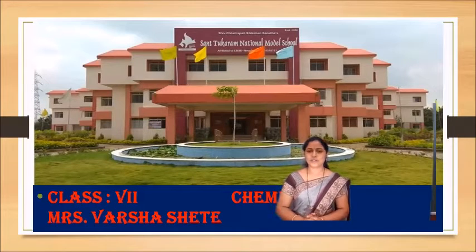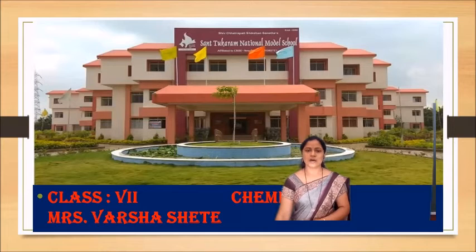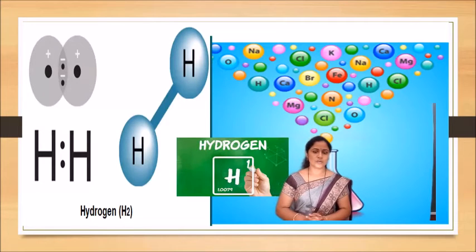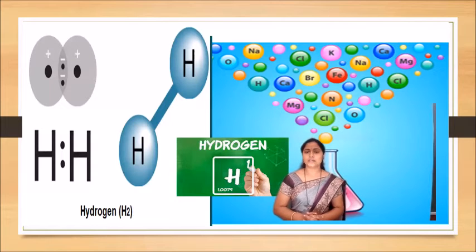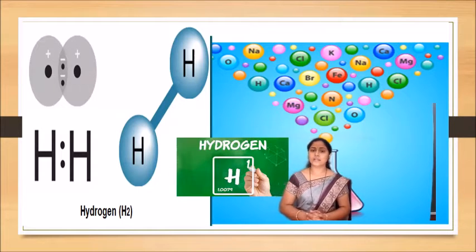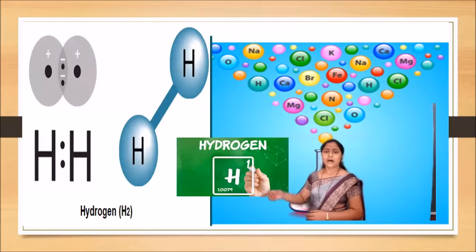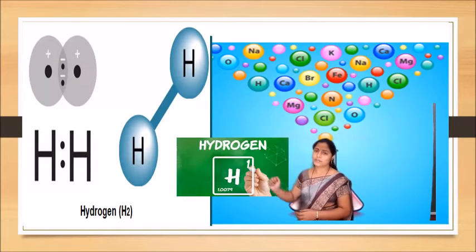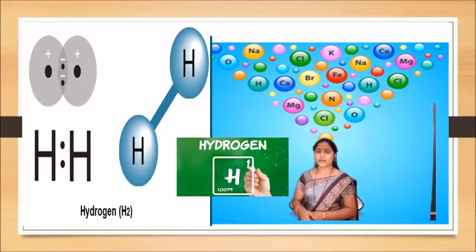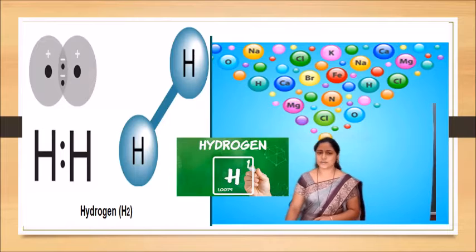I am Varsha Shete. In today's session, we are going to discuss the chemistry chapter Air and Oxygen for class 7. In this session, we are going to discuss hydrogen gas. As we know, hydrogen gas is the lightest gas among all the elements present in the periodic table. Its atomic number is 1 and it exists in molecular form, and that's why we write the formula for hydrogen as H2.